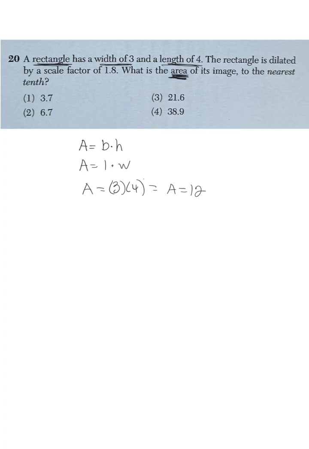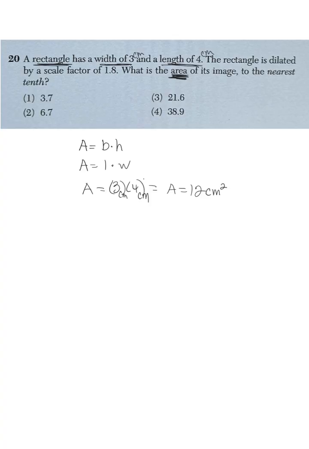Okay, now they're telling me the rectangle is dilated by a scale factor of 1.8. Okay, we have to be a little bit careful here because area, like if this width is 3, I'm just going to make this up. Maybe that's 3 centimeters, right? And maybe this is 4 centimeters. So this is really centimeters here and centimeters here. And what's centimeters times centimeters? Hopefully you learned when you're doing area, that would be centimeters squared.